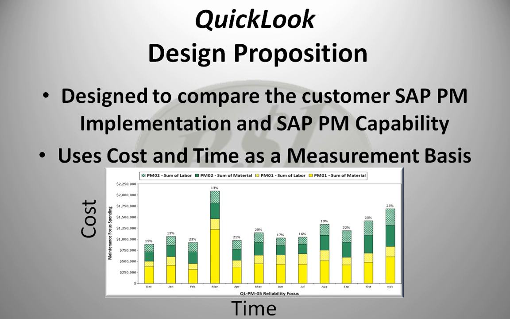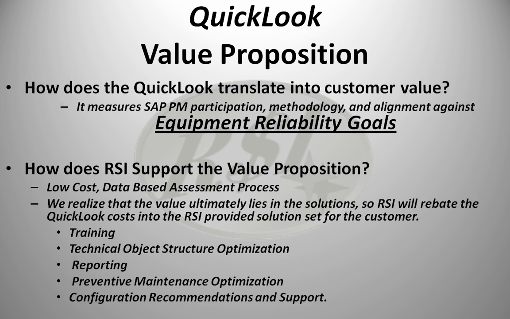The QuickLook design focuses on benchmarking the customer's SAP PM utilization against SAP PM capability. That way we can see what opportunities are possible. And the assessment also focuses on the 2 manufacturing lowest common denominators, time and money. It is important to us to understand that the value to the customer is to address equipment reliability improvement as the bottom line. We support that proposition by making the QuickLook assessment quick, low cost, and ultimately focusing on removing SAP PM barriers that may exist to improving equipment reliability.